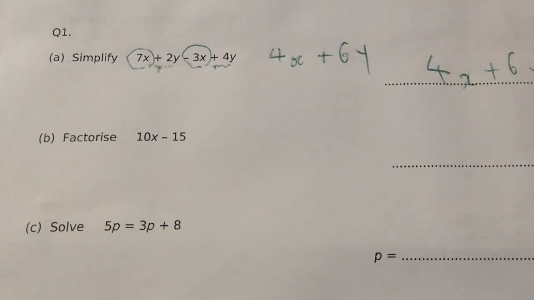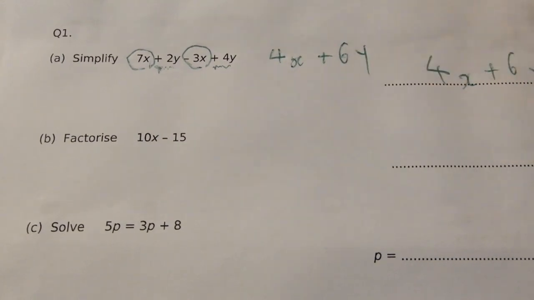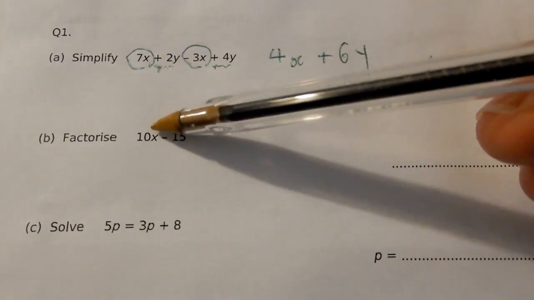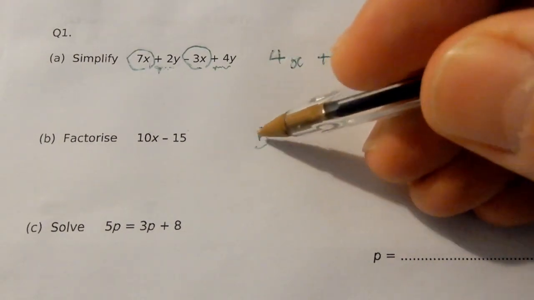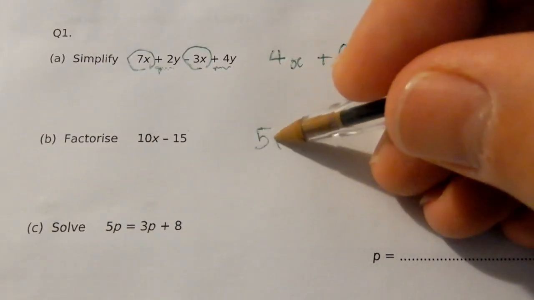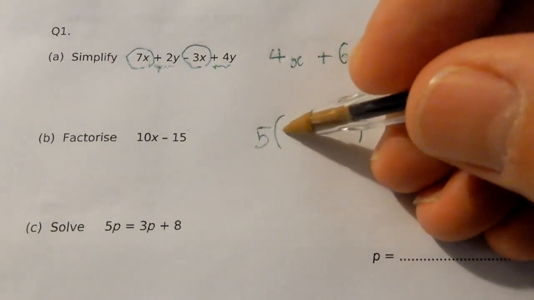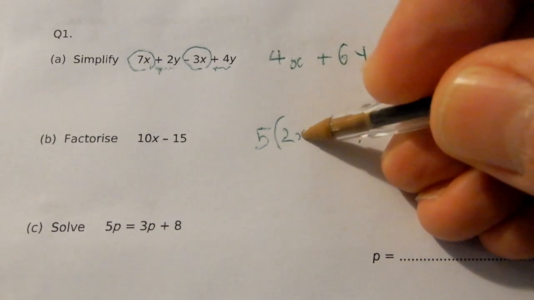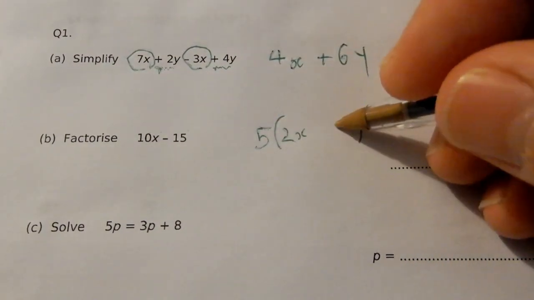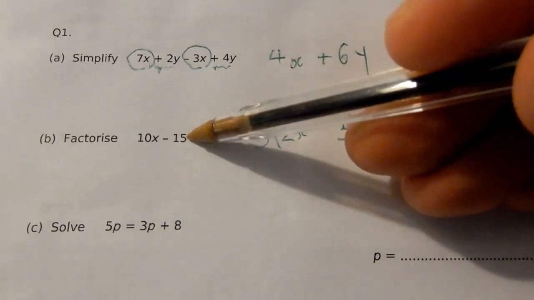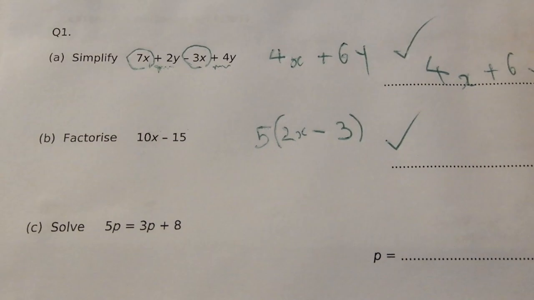Okay, factorise. 10x minus 15. So the biggest number that goes into 10 and 15 is 5. And 5 is the only thing we can bring out the front. 5 times 2x equals 10x, and 5 times 3 gives me the 15, and it needs a minus in between. Cool.